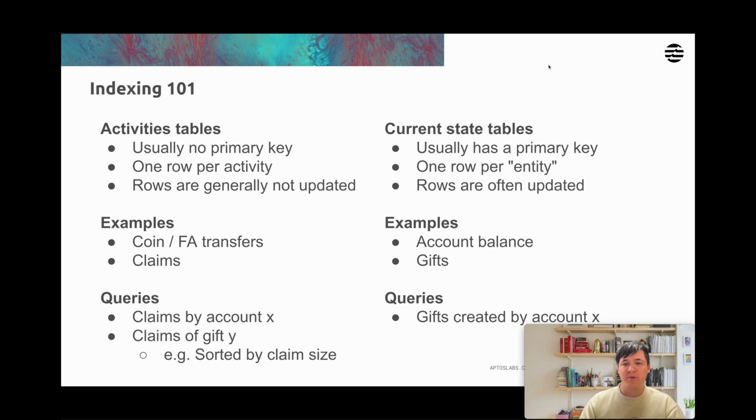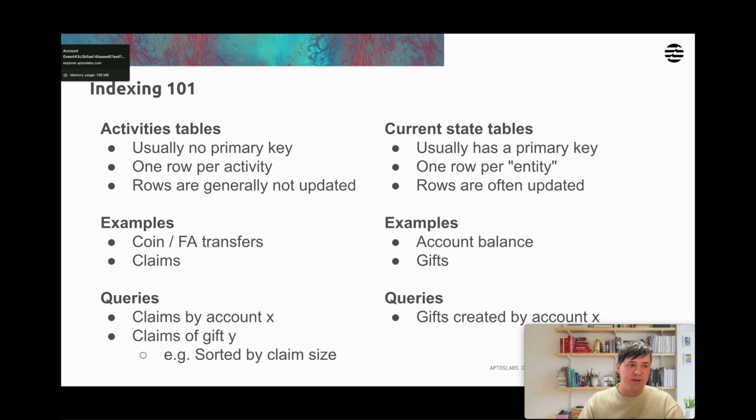Some queries we might want to do for claims are: get me all the claims by this account, or get me all the claims for this particular gift, maybe sorted by claim size, or only if they're newer than a certain time. And for gifts, it might be: get all gifts created by account X, and you can select particular fields that you care about, and again, a variety of filtering options.